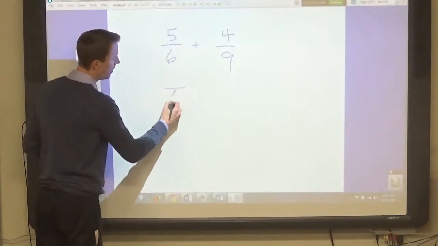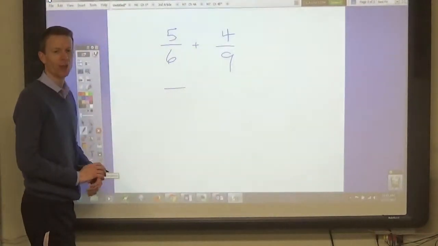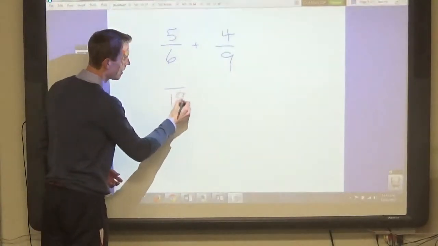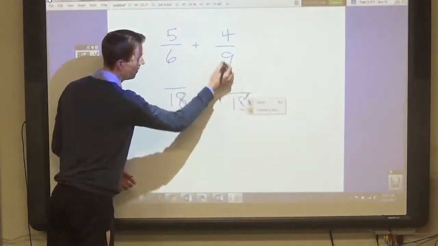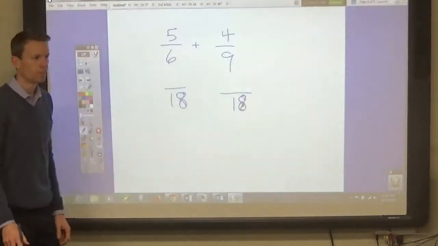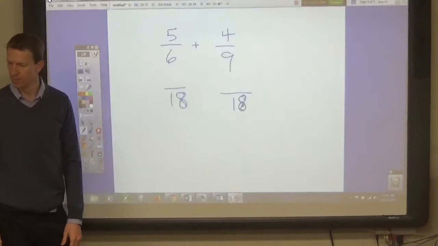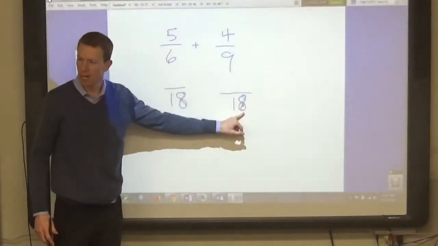I'm going to write it down here, and this is how I want you to show your work. Abby? 18ths, yep. 18ths is the common multiple we could use. Now, we could use 54ths even. We could use other numbers. We could use 36ths, right? But 18 is the lowest common multiple.